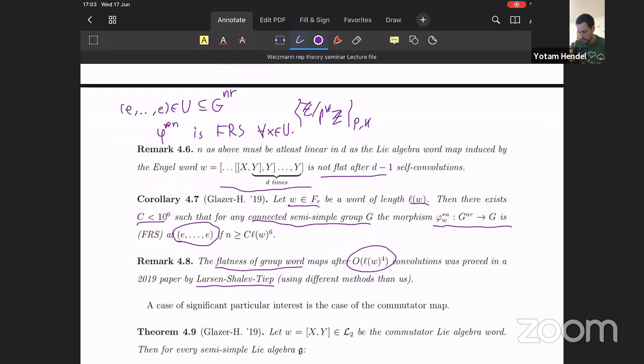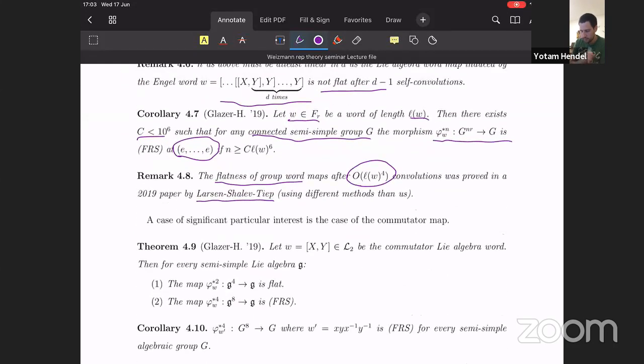So something additional that we can do using the methods we use to prove this theorem about word maps that I described above, about Lie algebra word maps, is to get better bounds on the number of convolutions we need to take for the commutator map to be FRS. So say W is this commutator in the Lie algebra, then for every semi-simple Lie algebra G, we can show that after 1 convolution power, we get a flat map, and after 4 convolution powers, we get an FRS morphism.